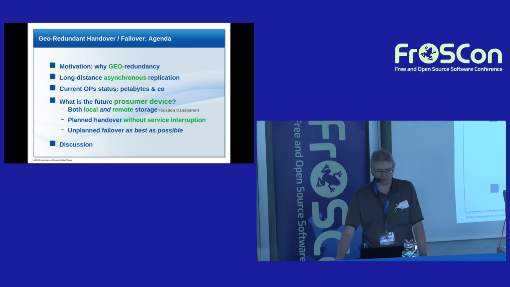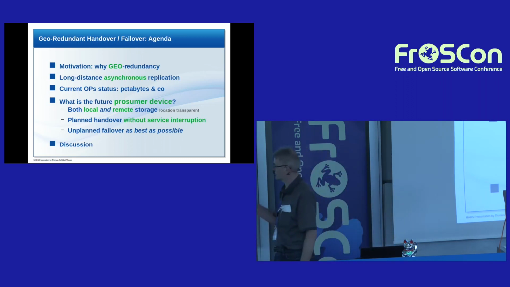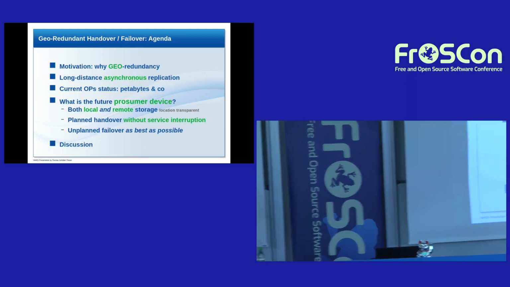What I will talk about is here. First is the motivation for why geo-redundancy is needed. As communicated in the title, it's about disasters, like, for example, in the Ahrtal here in Germany or at several other places in Europe or wherever it may happen. How to deal with it? This means you need asynchronous replication. I will explain why shortly, and the current status where I'm working and what we already have at which scale in 1&1 IONOS. But the main part of this presentation is about the future, about what's the prosumer device.